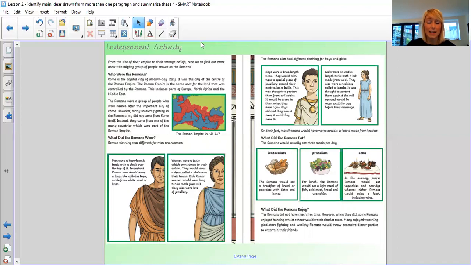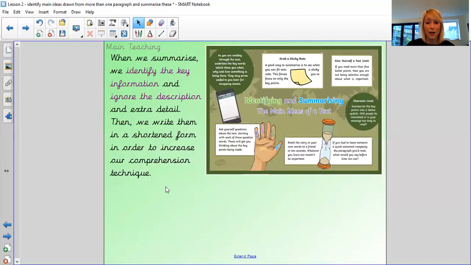Okay, so that's the text. Let's have a look at how we're going to pick out the main points and summarize them. So think back to how we did this with our 4 Roman texts that we looked at before. The first thing we need to do is identify the key information. And to do that, we need to ignore the description. Okay, we don't really want descriptive words. We just want to know the key facts that we're looking for.